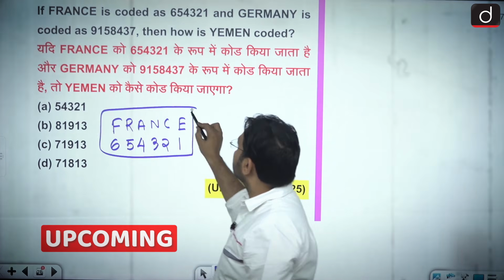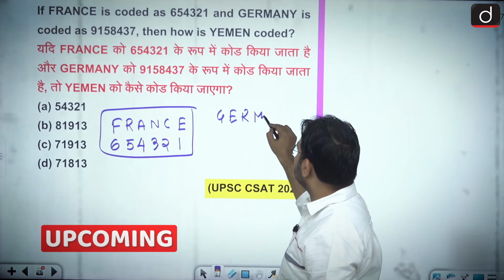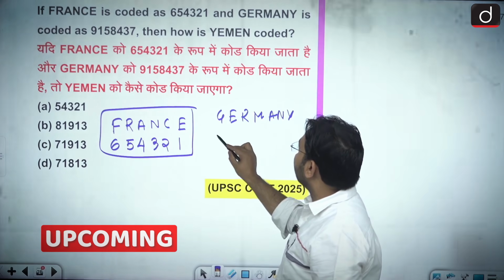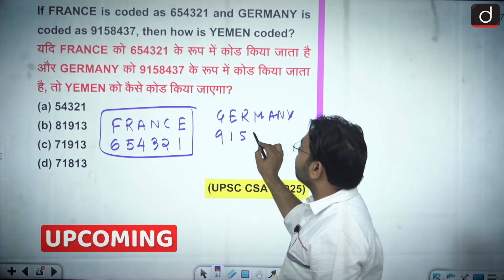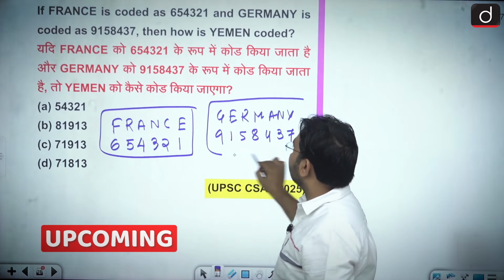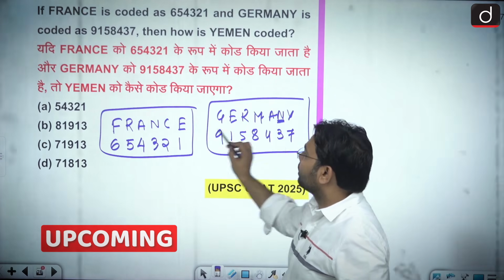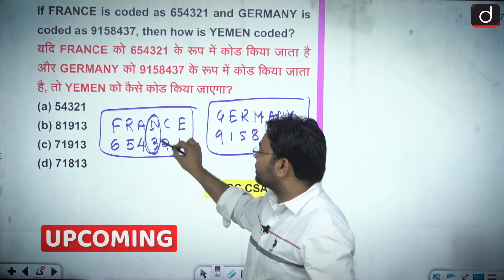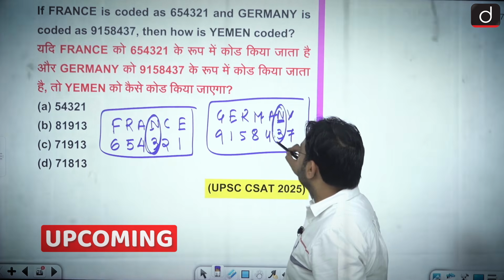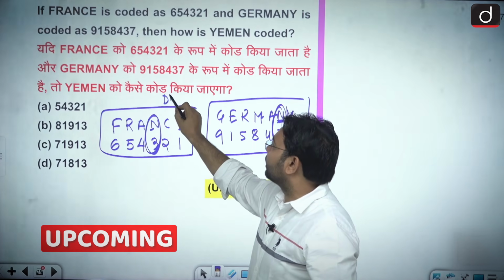And Germany, code of Germany is 9158437. Now try to find a common word between them. N is common, code of N is, and this is also. So you can say this is direct coding.